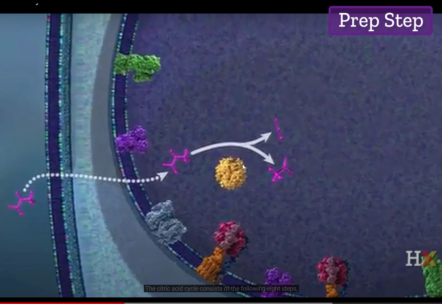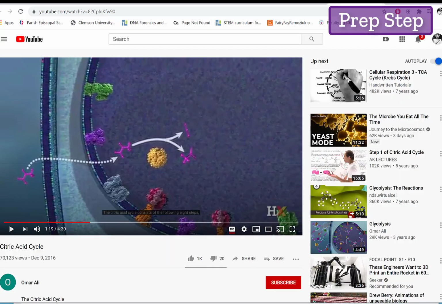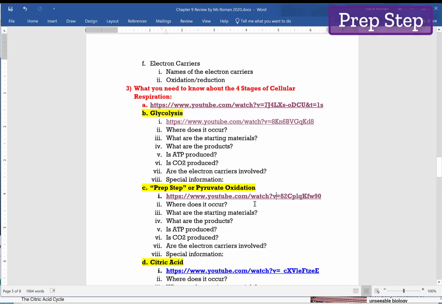And then he also noted that carbon dioxide is produced and NAD plus is reduced, which means it gains electrons. So it's the electron carrier, and NADH is produced. So let's go back to our notes.